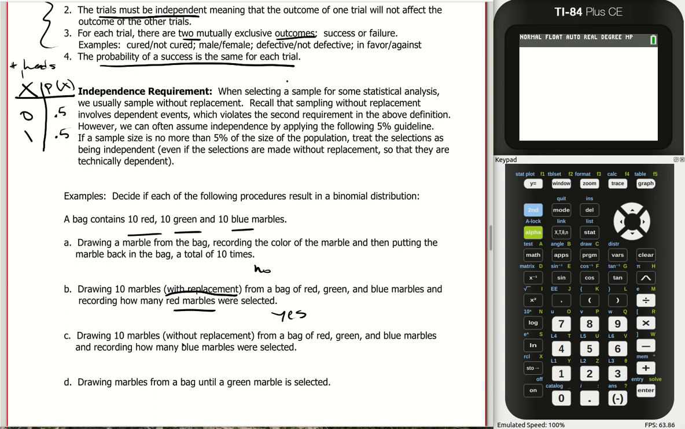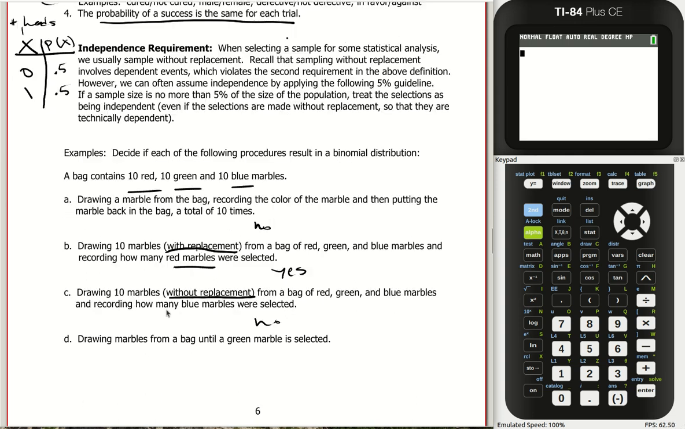Drawing 10 marbles without replacement, this should make you think maybe they're not independent trials anymore, because if you draw a red, then the next time to draw a red, the probability changes because there's only 9 reds in there. And so this one already, you don't have to read the rest of it. It's definitely not binomial. But here, recording how many blues, it's kind of the same as B, just without replacement this time.